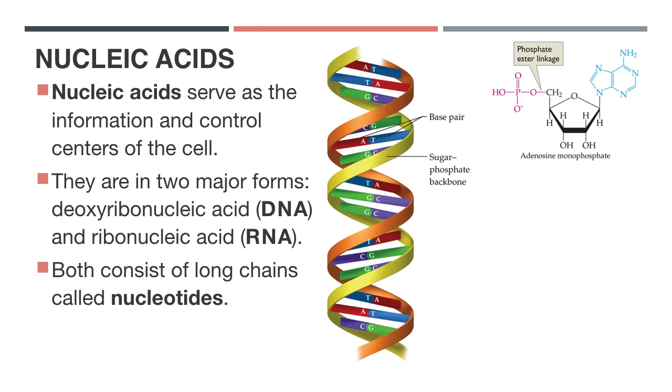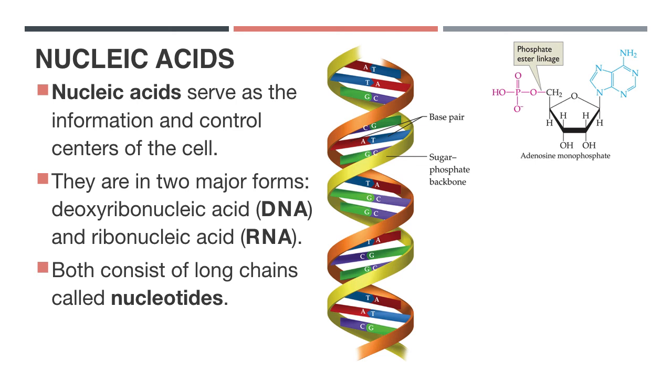The final category of biological molecules that I'm going to mention are nucleic acids. Nucleic acids serve as information and control centers of the cell. They come in two different forms: deoxyribonucleic acid, or DNA, and ribonucleic acid, or RNA.